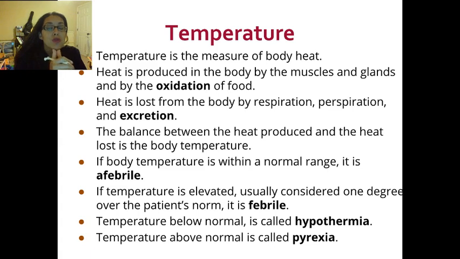For those who like to go camping and hunting, one of the things you're always trying to protect yourself from is hypothermia. And it's protecting yourself from your body going below your normal temperature, because it starts causing your body to start shutting down. Temperature above normal is called pyrexia. This is another term you just got to get used to. Pyrexia is you're above normal temp.